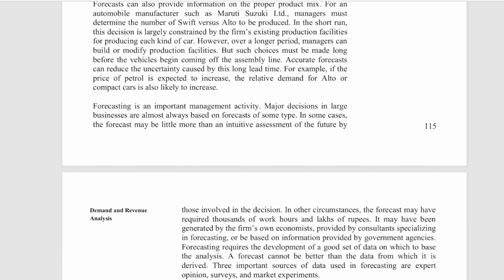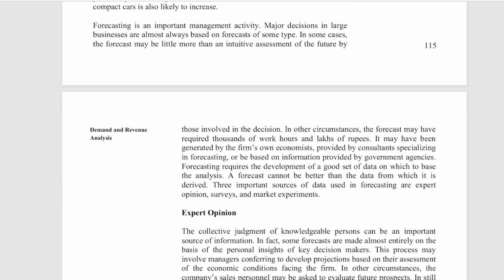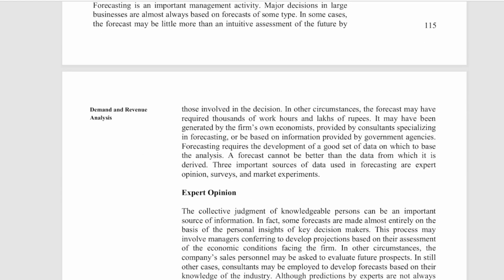Accurate forecasts can reduce the uncertainty caused by this long lead time. For example, if the price of petrol is expected to increase, the relative demand for Alto or compact cars is also likely to increase. Forecasting is an important management activity. Major decisions in large businesses are almost always based on forecasts of some type.